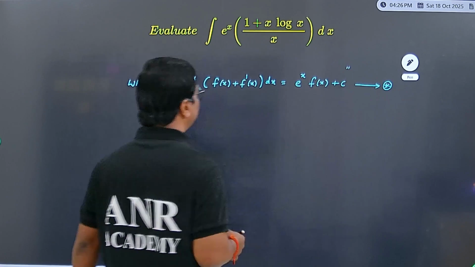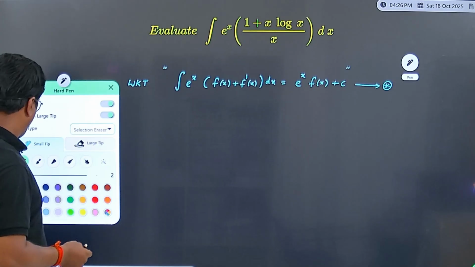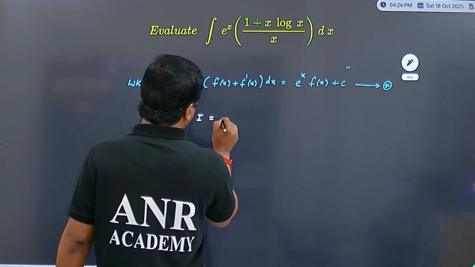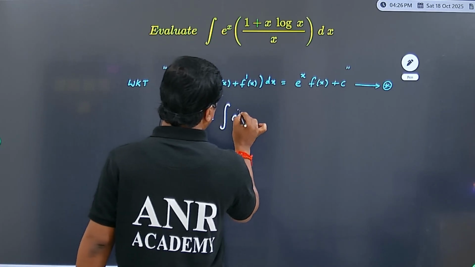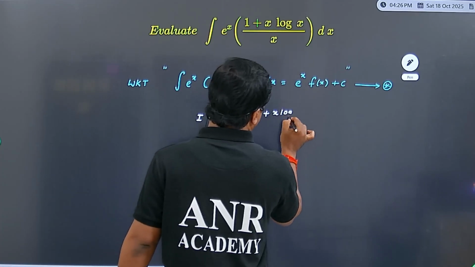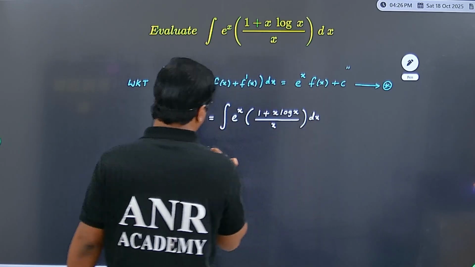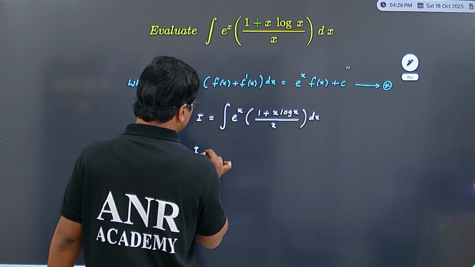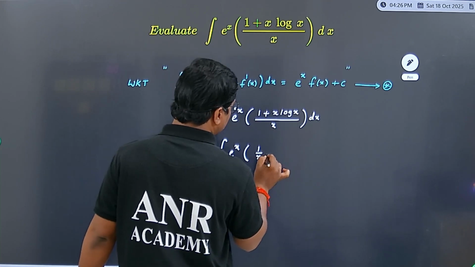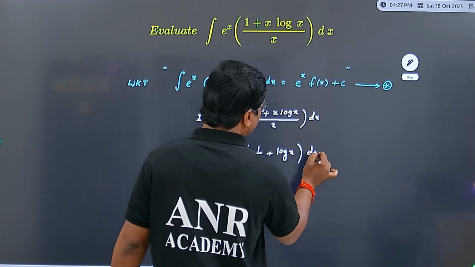Assume this is some star. Here, given that I value, integration of e power x into 1 plus x log x whole divided by x dx, it can be rewritten as integral e power x into first 1 by x, and then x by x cancel, just log x dx.